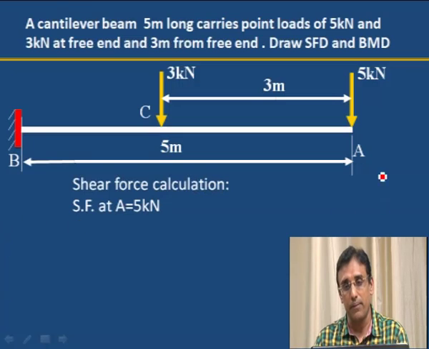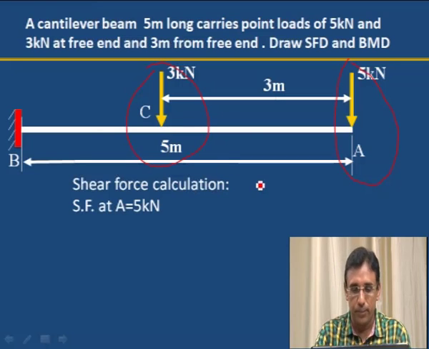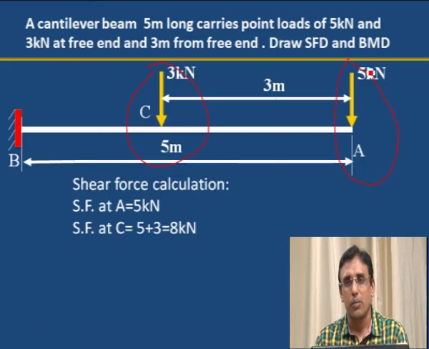Shear force at A. Now this is the point we are considering here. At A 5 kilonewton is acting. Therefore shear force at A is equal to 5 kilonewton. Downward we are considering as positive. Then shear force at C. What is the value of shear force at C? Here 5 kilonewton plus another 3 kilonewton is added at C. 5 kilonewton plus 3 kilonewton, total is 8 kilonewton shear force at C.